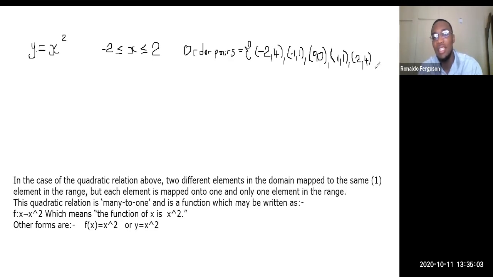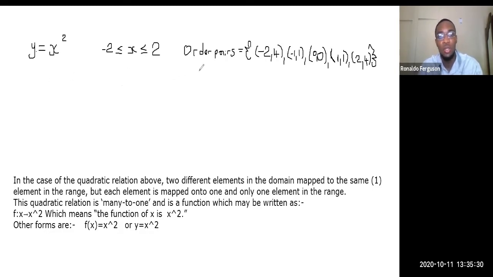Alright, so now that I have the set of the ordered pairs, what do I need to do next? I'm showing you that it is many-to-one. So after I write the ordered pairs, I want to show you the mapping diagram. The mapping diagram gives you a clear indication of when it is many-to-one or one-to-one. Alright, so let's look at the mapping diagram.